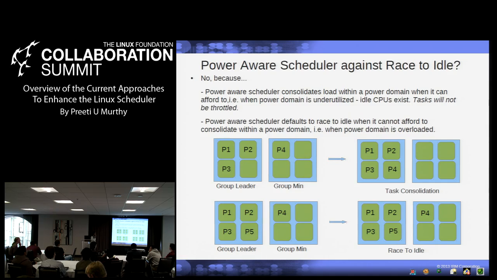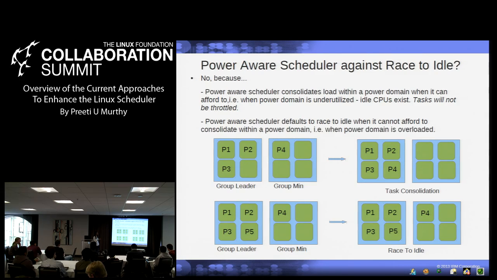So the next question that is always asked: how is the power aware scheduler not a disadvantage, because it's going against race to idle. So what is race to idle? Race to idle is you ensure that all tasks get evenly spread across the CPUs, finish the tasks quickly and be in an idle state longer. Being in an idle state longer would yield you significant power saving.